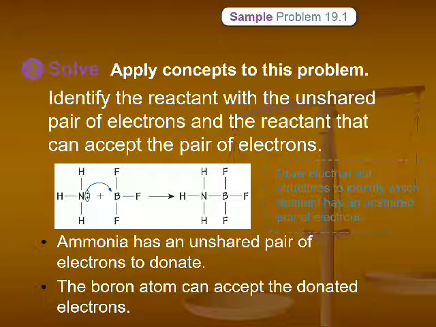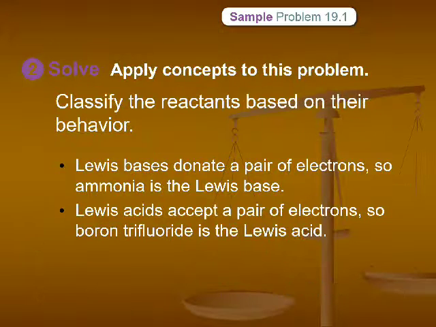We need to draw the dot structure to identify which reactant has an unshared pair of electrons. As you can see, ammonia has an unshared pair of electrons to be donated. The boron atom can accept the donated electrons. To classify the reactants based on their behavior, Lewis bases donate a pair of electrons, so ammonia is the Lewis base. Lewis acids accept a pair of electrons, so boron trifluoride is the Lewis acid.